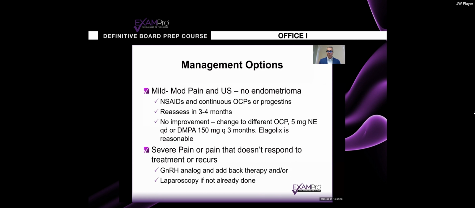If we see a patient who's not responding, then we can think about a GnRH analog, which would be like a GnRH agonist, or we can think about a GnRH antagonist, and these therapies can be employed with add-back therapy, or we can do surgical evaluation and treatment. And there are certain situations in which that would be helpful.